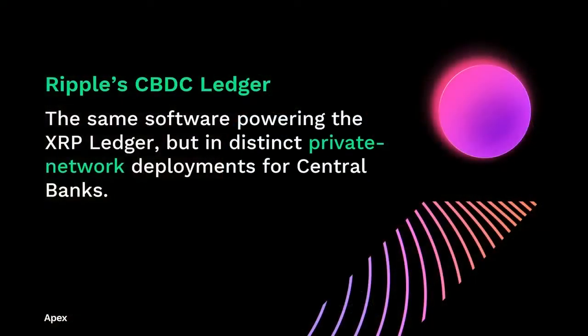So that brings me to Ripple's CBDC solution. And this is the thing that me and my team have been working on for the better part of a year. And I'm really excited to share that with you today. So there's kind of two components. The first is what we call the CBDC ledger. So we've taken the open source XRP ledger software, and we've essentially deployed it in a private network for our central banking partners. This might seem alarming at first, but it's not, and I'll show you why in a minute. It's actually really great for central banks and for the XRP ledger community.